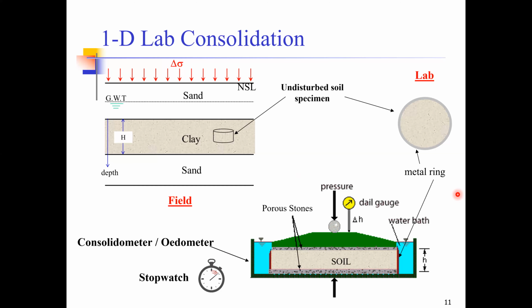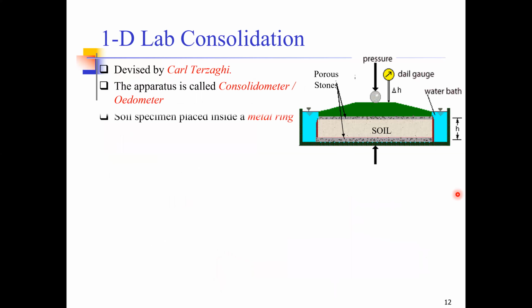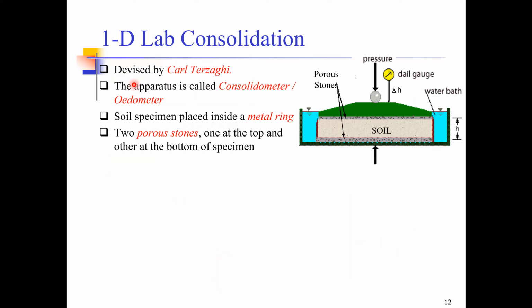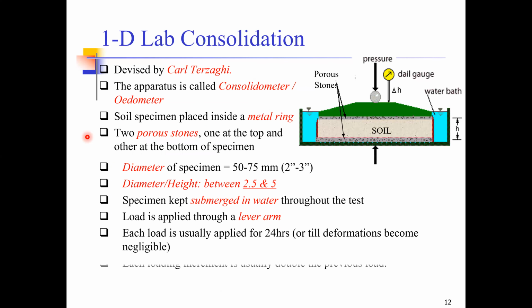So let's move ahead. Now, this consolidation test was devised by Karl Terzaghi, and the apparatus is called the consolidometer or oedometer. The soil specimen is placed inside a metal ring, with 2 porous stones, one placed at the top and one placed at the bottom. Now, this is a summary of the same thing that we have discussed previously. Some further details of this experimental apparatus are given here.